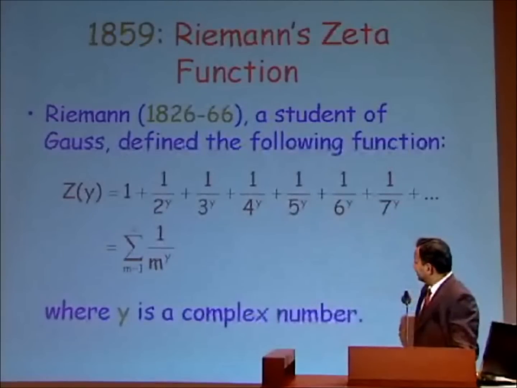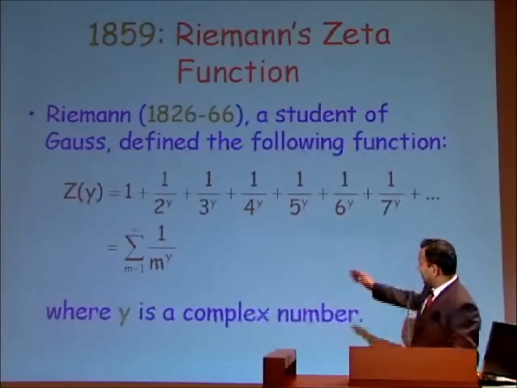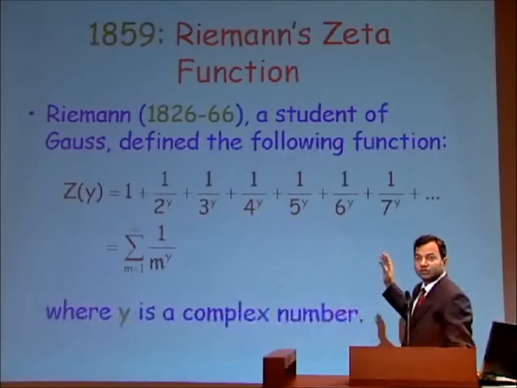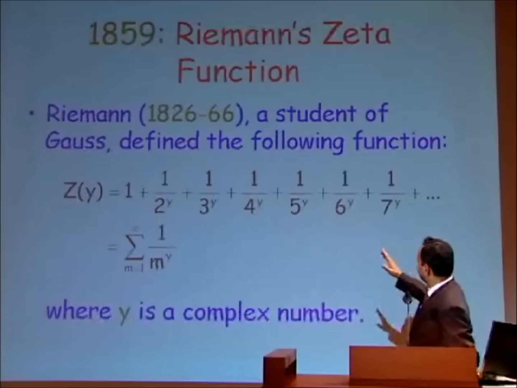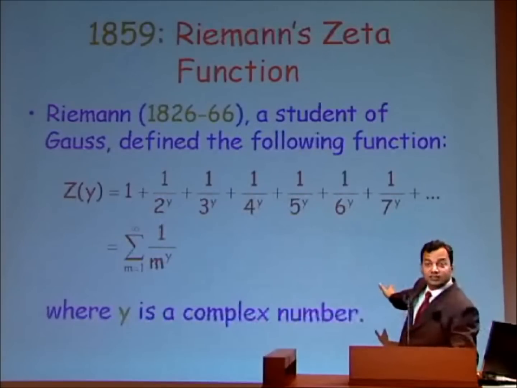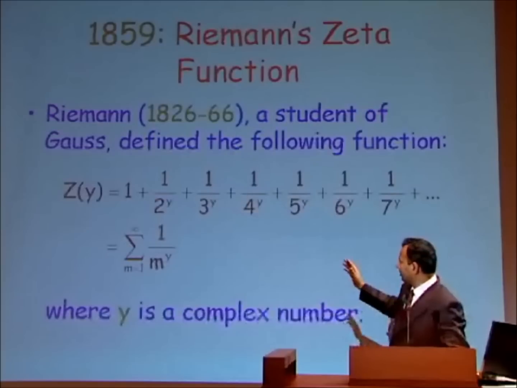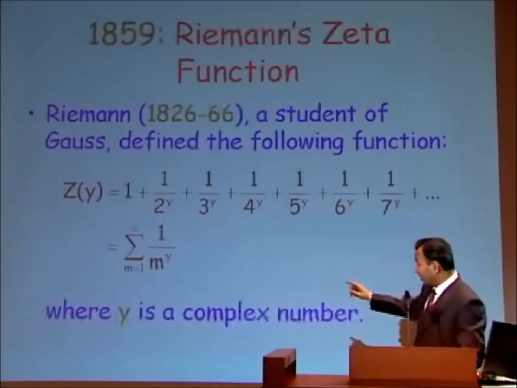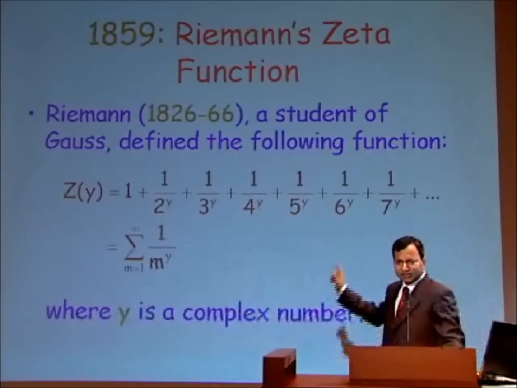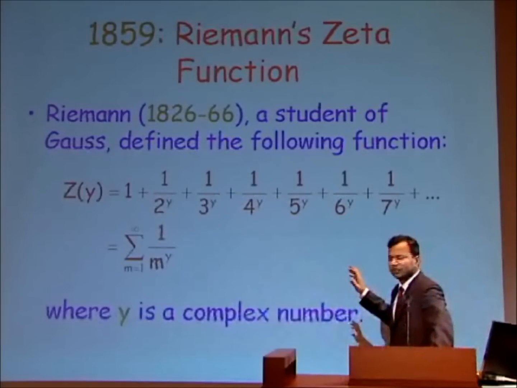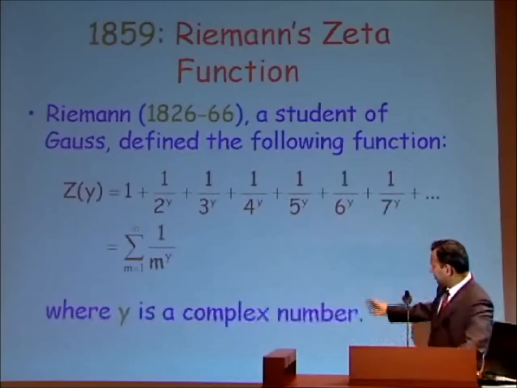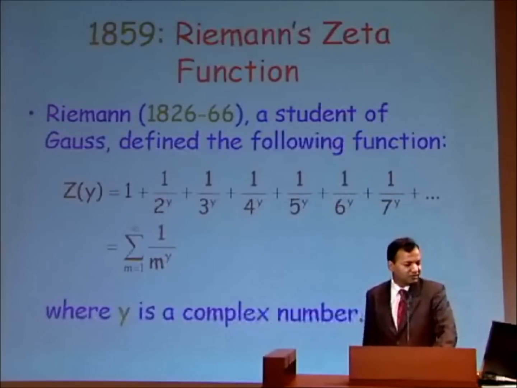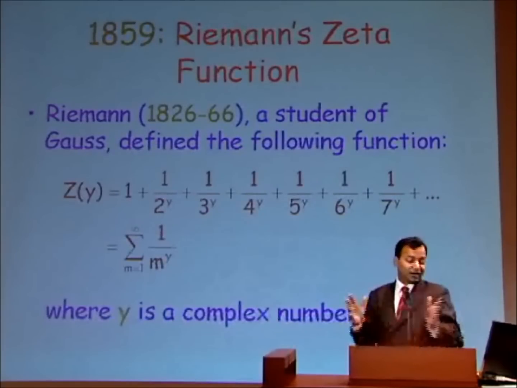Now, the zeta function has a very simple definition. Zeta of y is 1 plus 1 over 2 to the y plus 1 over 3 to the y plus 1 over 4 to the y, extended to infinity. In other words, it's the sum of 1 over m to the y, where m goes from 1 to infinity. And y is a complex variable here. Such a sequence was considered earlier also by Euler, but he only looked at y as a real number. So it was Riemann who was inspired to look at y as a complex number.